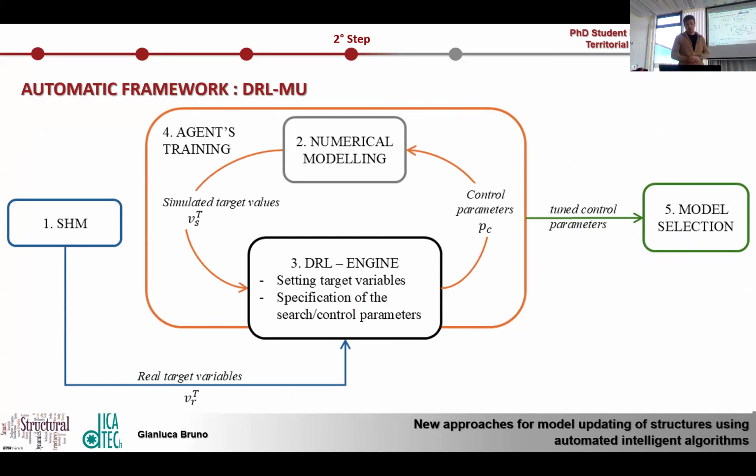In the general framework of model updating, we insert the deep reinforcement learning in sequence after the SHM phase, which is very important to obtain the real target variable. Then the deep reinforcement learning agent runs the analysis in the FEM software and changes the control parameters, that is the uncertain parameters, and compares the simulated target variable with the real target variable to obtain the last phase, the calibrated model.